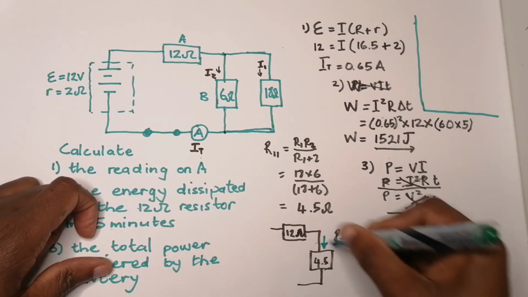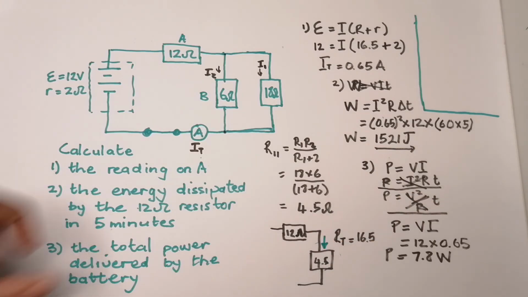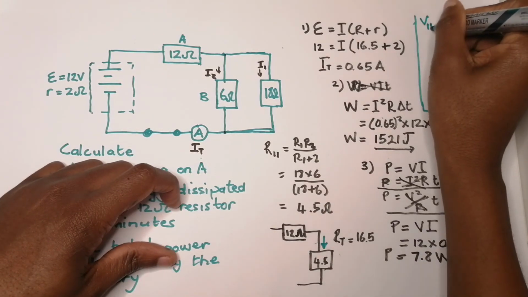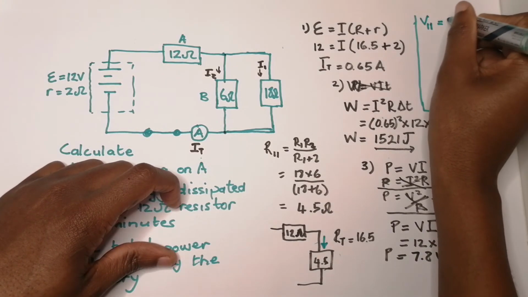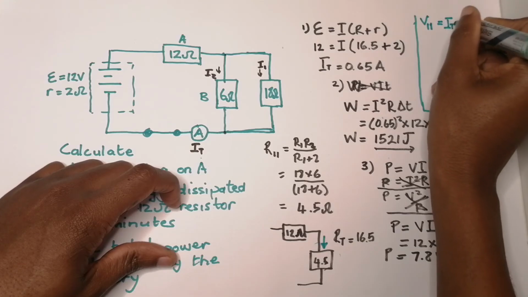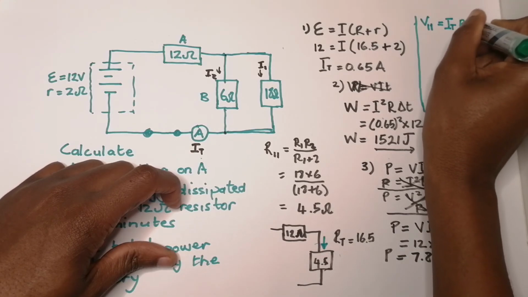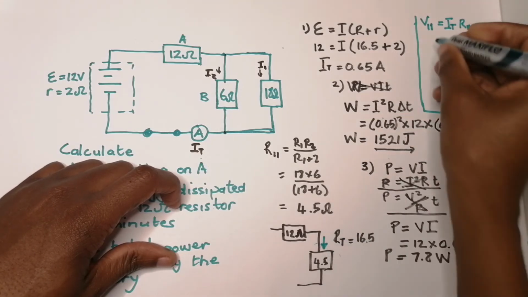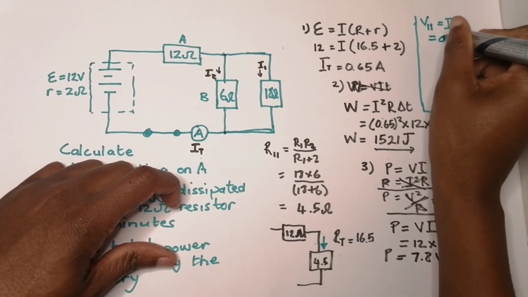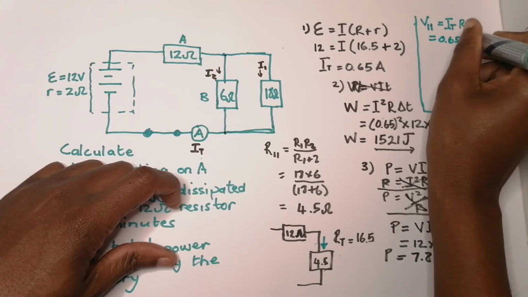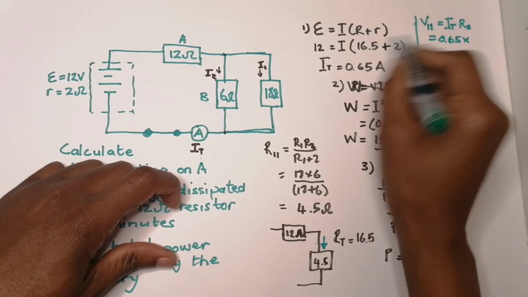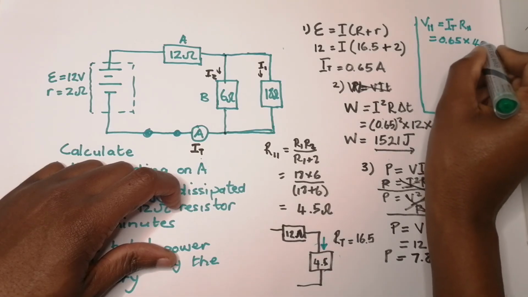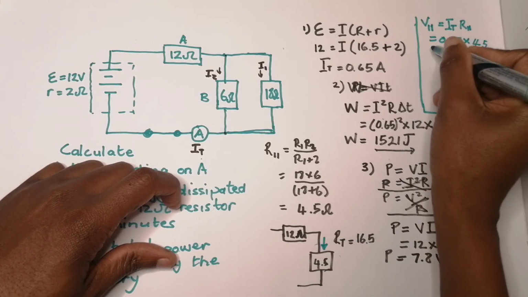So can I find the voltage here? Absolutely. So let's find the voltage. Let's call it V parallel. This is going to be I total multiplied by my parallel resistor. So my V parallel is simply going to be 0.65 multiplied by my R parallel, in this case, which was 4.5. So that would be the voltage.